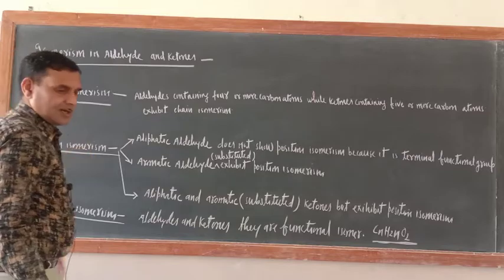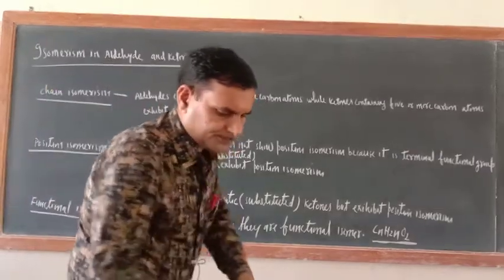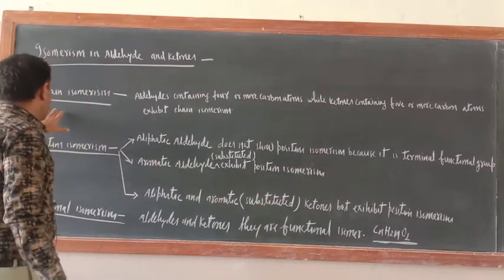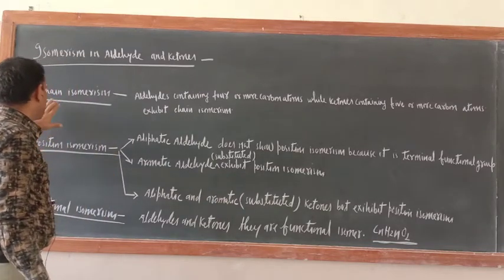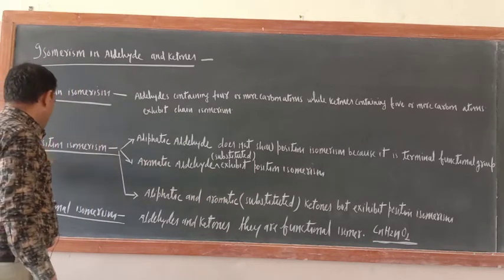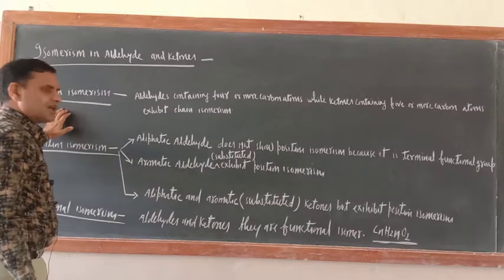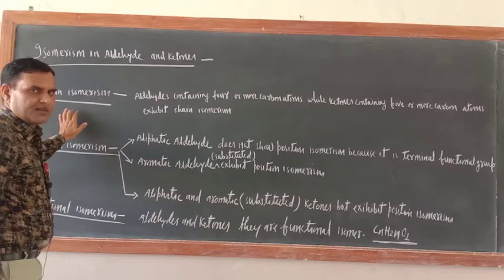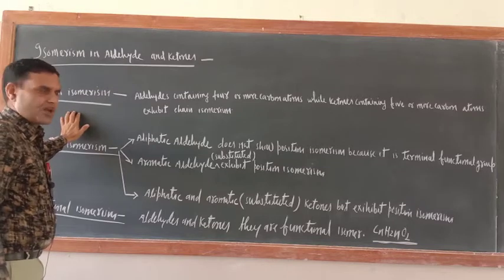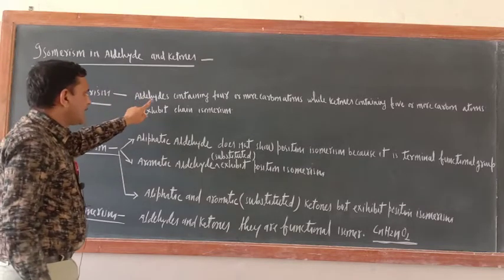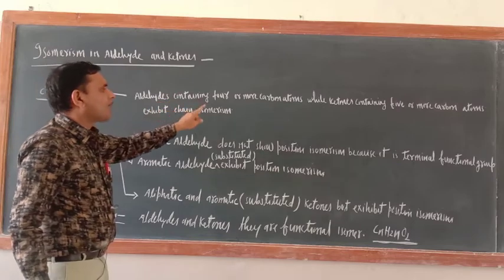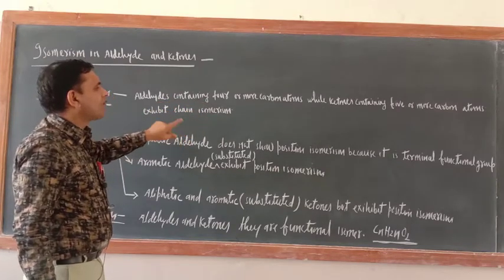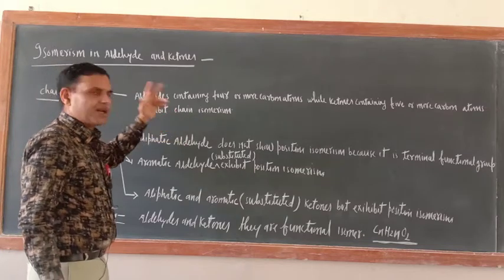Now isomerism in aldehydes and ketones. Just try to understand. Basically they exhibit three types of isomerism: chain isomerism, position isomerism, functional isomerism. Chain isomerism means having the same molecular formula but different arrangement of carbon atoms in the chain. Aldehydes containing 4 or more carbon atoms, while ketones containing 5 or more carbon atoms, exhibit chain isomerism.